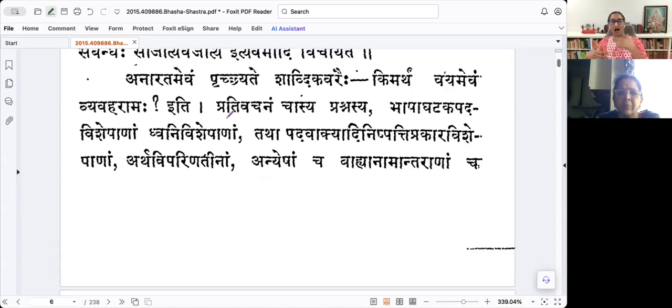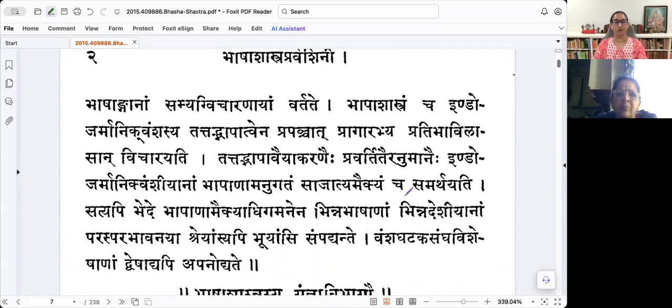Anyesham cha bahyanam antaranam cha. There are outside, that is sociological, conditions which affect the communication. There are also inner conditions, that is, within the language itself, and within that particular community there can be language differences. For example, even sociologically, the bhasha that is there in Madras is very different from the bhasha in Thoothukudi. And within Madras, there can be differences based on bahyam and antaram also. I don't need to go outside of Tamil Nadu.